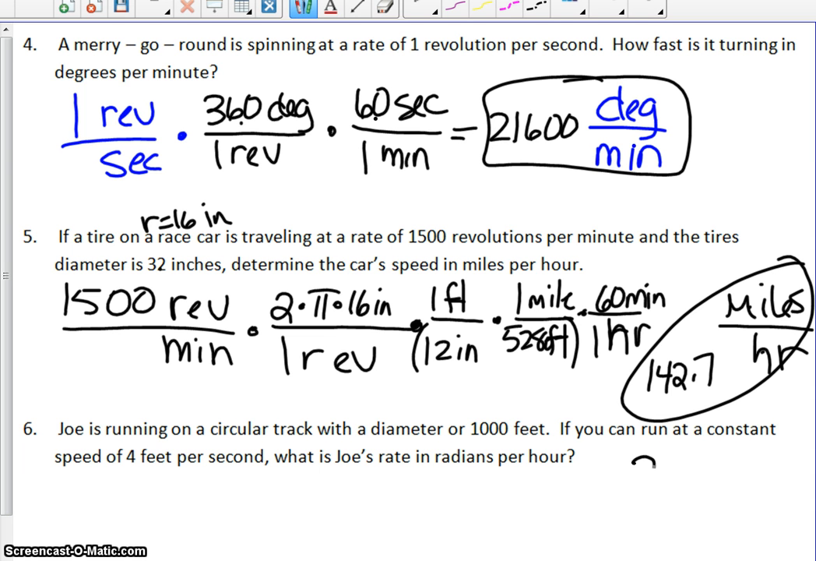I'm going to have you work out this one on your own. See if you can get 28.8 radians per hour. Just made it under the wire. Good luck.